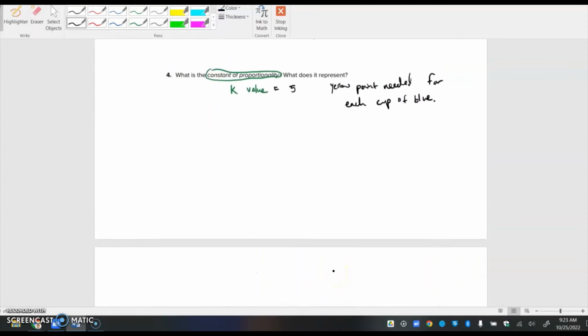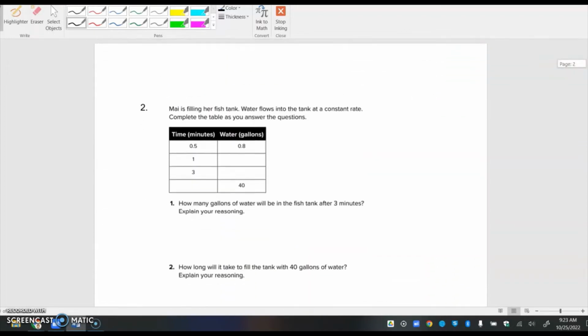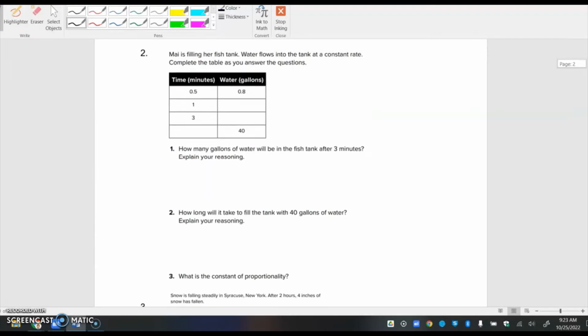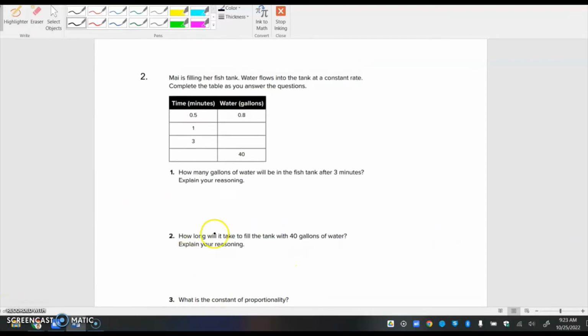Okay. Number 2 kind of gives us a table again. I know on your paper I might not have 2 and 3. Kind of got cut off when I was printing, but we can still go over them. It says May is filling her fish tank. Water flows into the tank at a constant rate. Okay, so the rate is the same. Complete the table as you answer the questions.